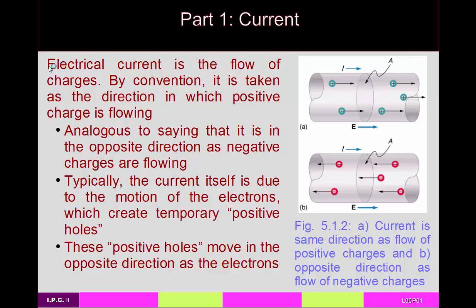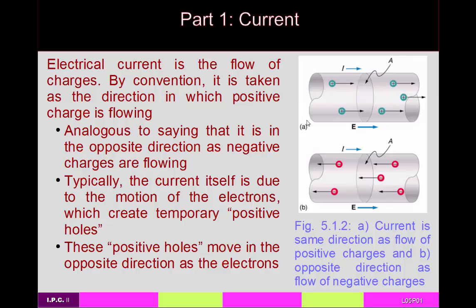And again, electrical current is the flow of charges. By convention, the way that we define the direction of a current is that it's the direction in which the positive charges are actually flowing. So here you see charges moving in a wire, and this basically is like a section of wire. These are the positive charge carriers, these are the negative charge carriers.